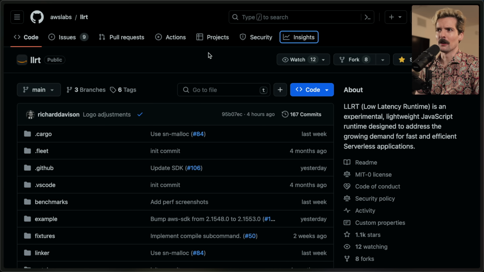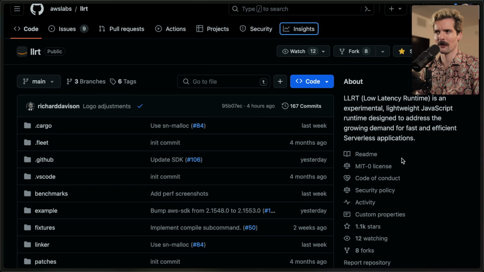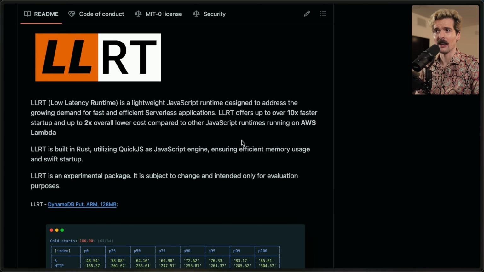LLRT is the Low Latency Runtime, which is an experimental JavaScript runtime built to address the growing demand for fast and efficient serverless applications. This is where things get really interesting. This is a runtime built specifically to make serverless as good of an experience as possible. And when you're running serverless, you'll see the difference because it can be up to 10 times faster for startup and 2 times faster overall compared to other JavaScript runtimes, specifically Node.